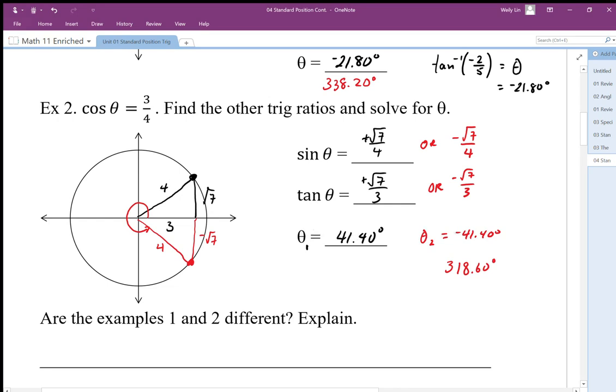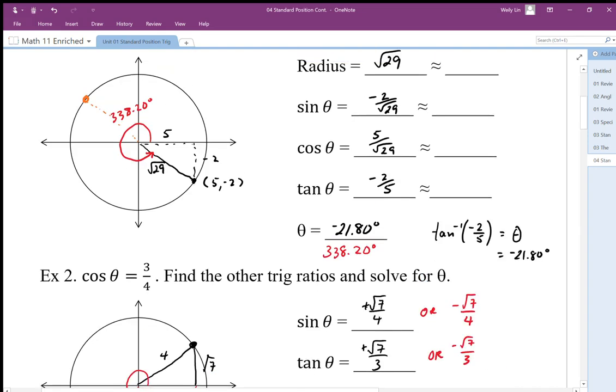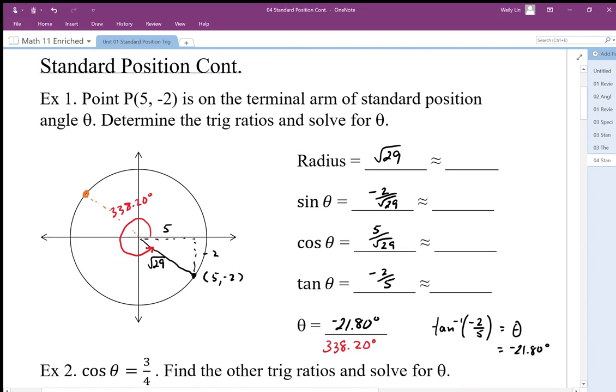So there are two different possibilities for this cosine ratio, and that's the case for all the ratios. If we only have the ratio, we have to consider that there's two positions that they can take up in the circle. So that's the difference between example 1 and example 2. In this one here, we know exactly the right position. Although for the tan we have a slope of negative 2/5, that slope could have two positions, we know that it is only in one position because a quadrant is known in this problem.